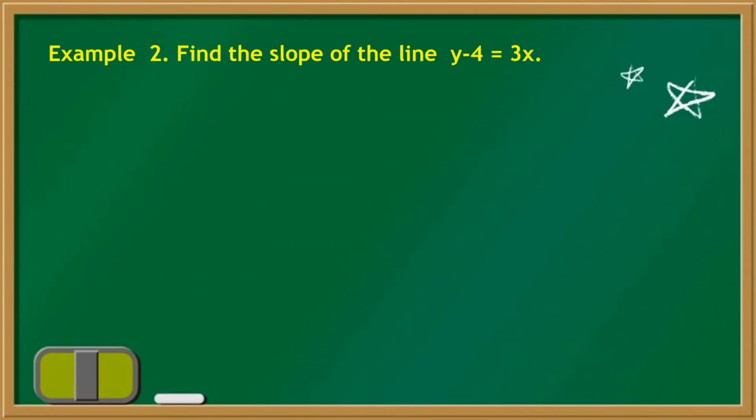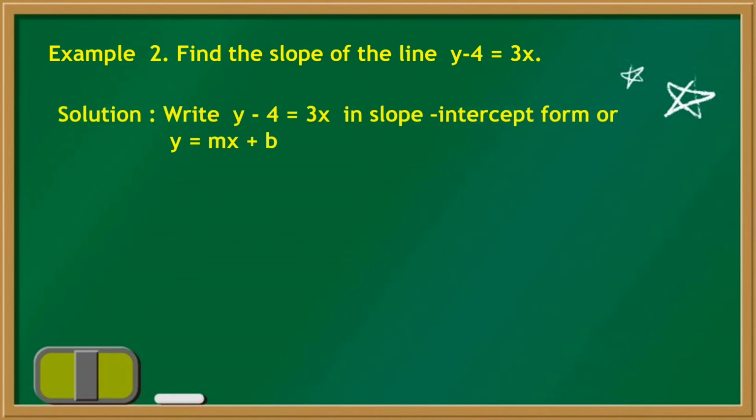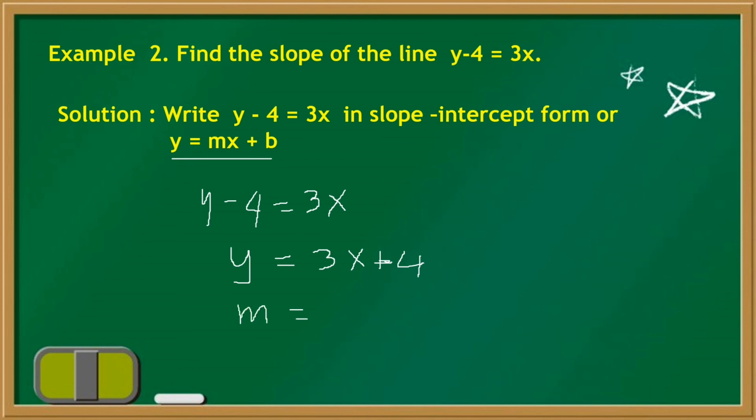Example number 2. Find the slope of the line y minus 4 equals 3x. Again, write y minus 4 equals 3x in slope-intercept form, or y equals mx plus b. Y minus 4 equals 3x. By addition property of equality, the equation becomes y equals 3x plus 4. Y equals 3x plus 4 is already in the form y equals mx plus b. Therefore, m now equals 3.